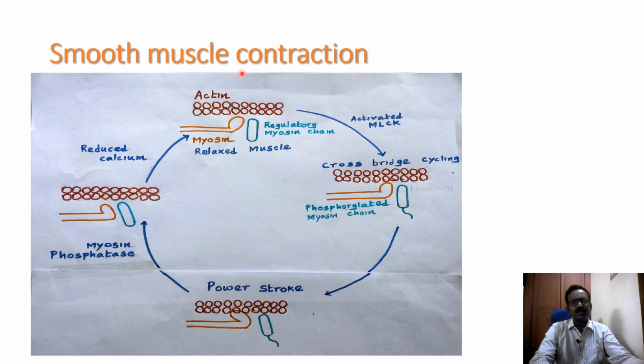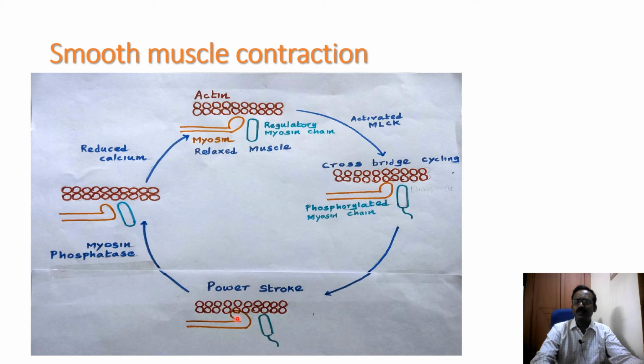Steps of smooth muscle contraction. In the relaxed muscle, actin is not attached with myosin. In smooth muscle, the regulatory myosin light chain acts like tropomyosin. Troponin is absent; instead of troponin, calmodulin is present. When myosin light chain kinase is activated, it phosphorylates the myosin light chain. This helps to produce high energy phosphate from ATP to ADP and phosphate. It helps the sliding of actin over myosin, producing cross bridge cycling. When all the high energy phosphate is used, it produces the power stroke.